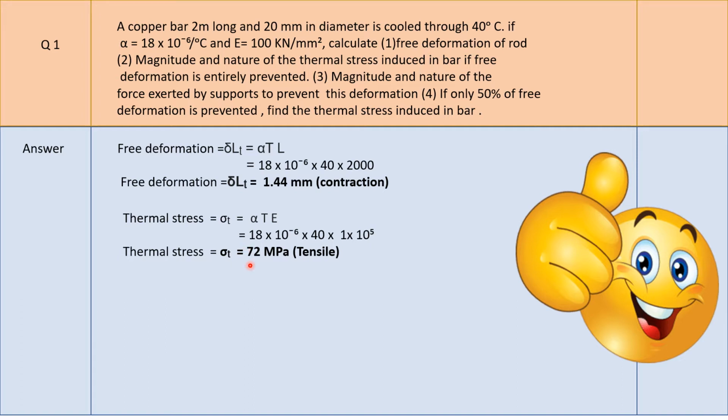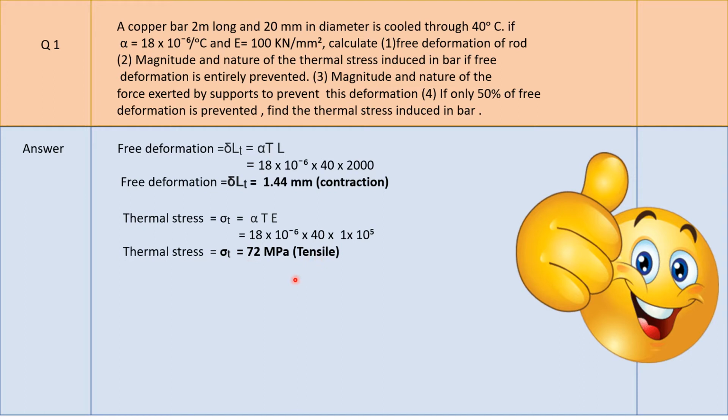Now it is a stress, so its unit is Newton per mm square or megapascal, and because there is a decrease in temperature, if the free deformation is prevented, then the stress developed in the bar is tensile.